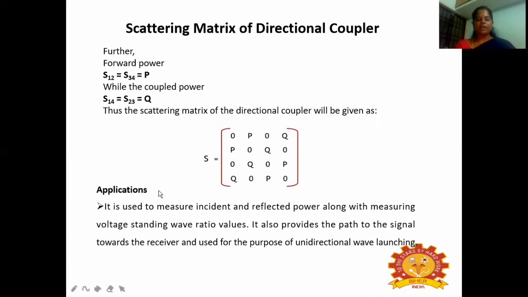Next, we will discuss the applications. The directional coupler is mainly used to measure the transmitted and the reflected power, along with measuring voltage standing wave ratio values. It provides the path for the signal towards the receiver, and it is used for the purpose of unidirectional wave launching. So this is about the scattering matrix of the directional coupler.